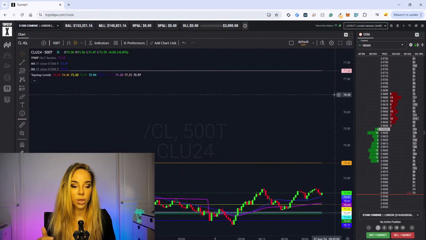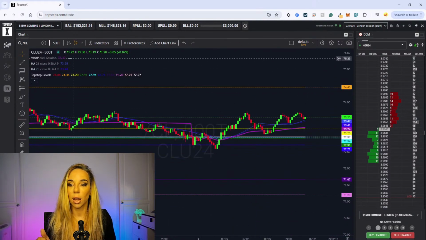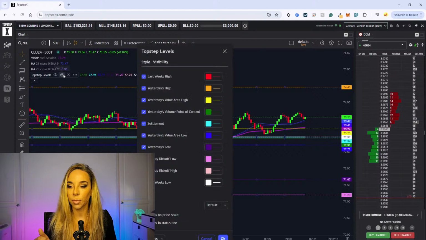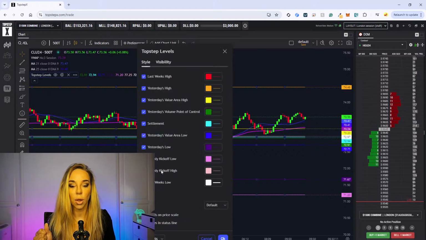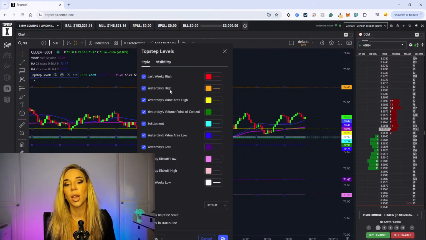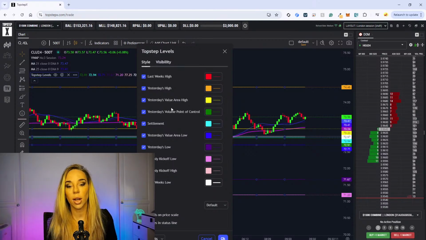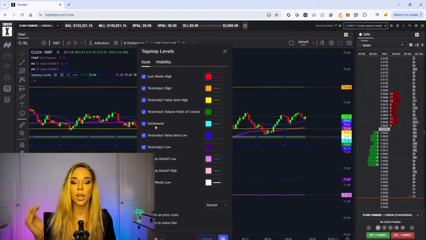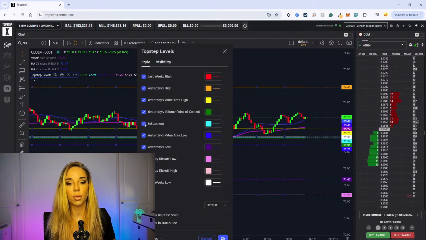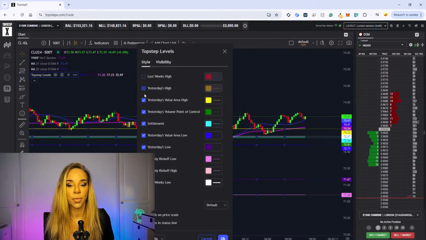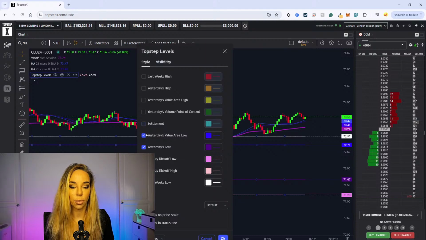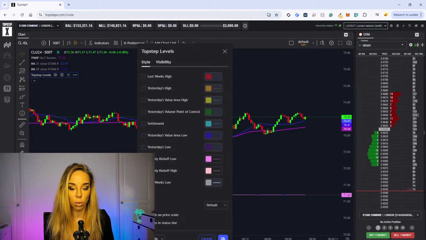Now for now there's quite a lot of stuff there, but what's really important is that we have the weekly kickoff low, weekly kickoff high. Those are the two that I like to track. And also you have last week's high, yesterday's value high, yesterday's point of control, settlement, like a whole bunch of stuff. So if you don't want to see all of that, you can actually switch them off. So for now, I'm just going to leave Hoag's levels on there.